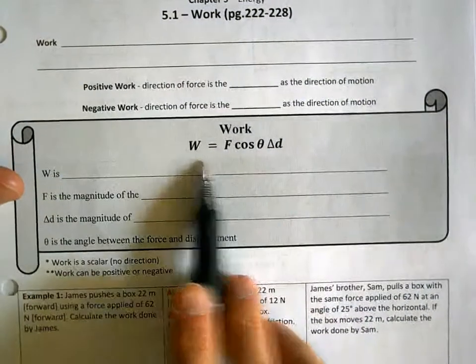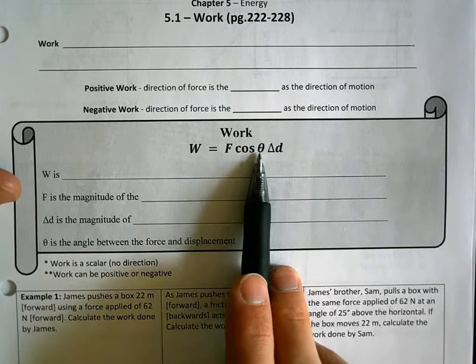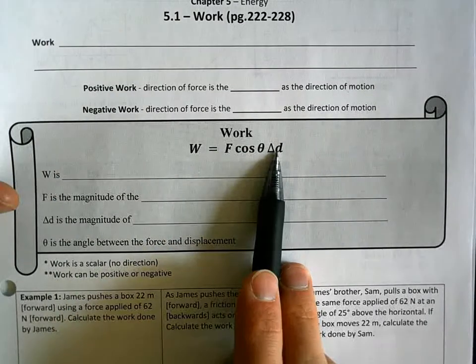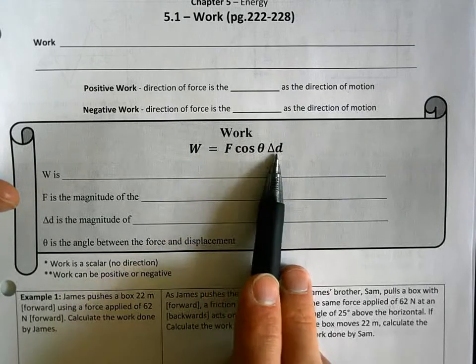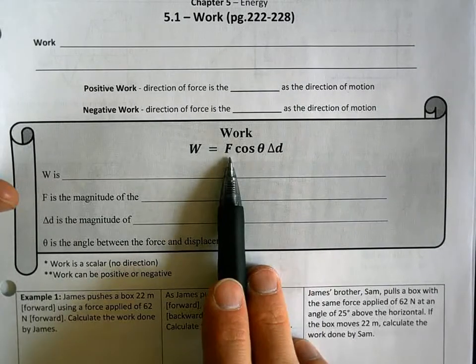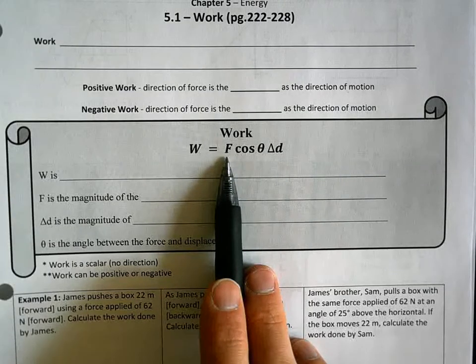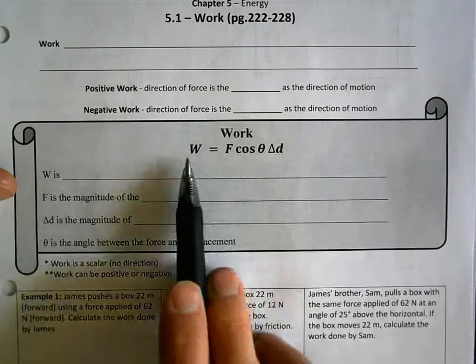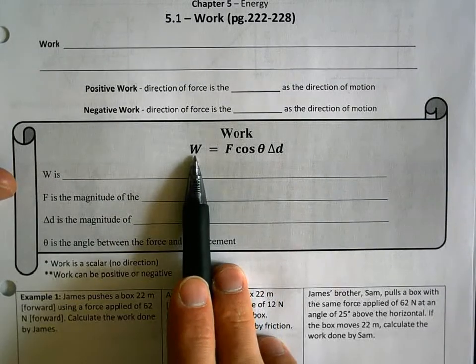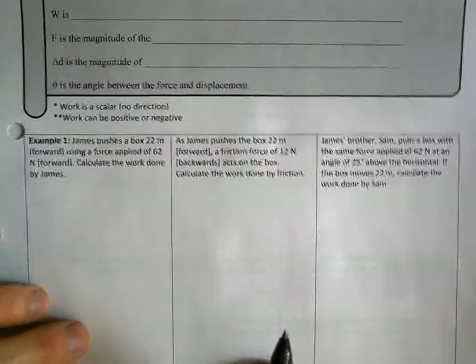So we have a formula: work equals force times cos theta times the displacement, where theta is the angle between the force and displacement. You'll notice that these two quantities, F and delta D, don't have arrows on top. That means that we're not using the vector, we're just using the magnitude or the number part of the value. And work itself is also a scalar, it doesn't have a direction. So let's go through and see how this works.